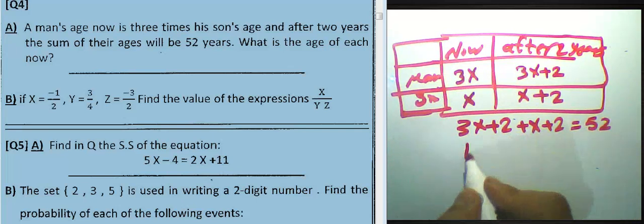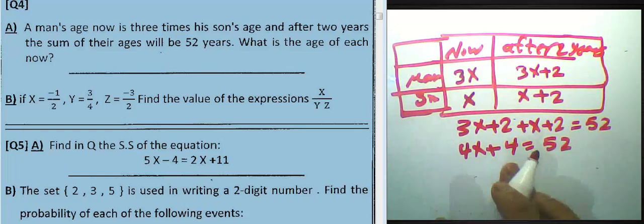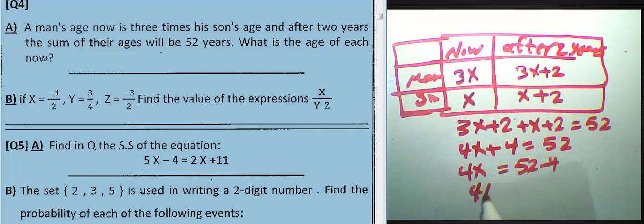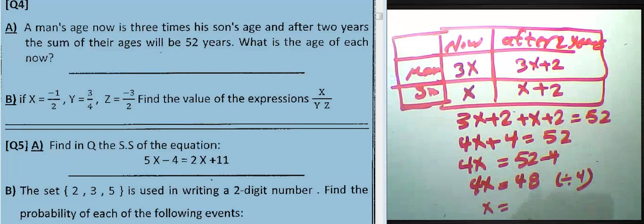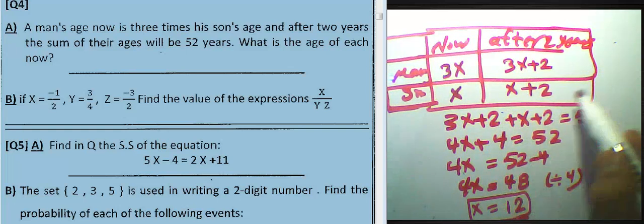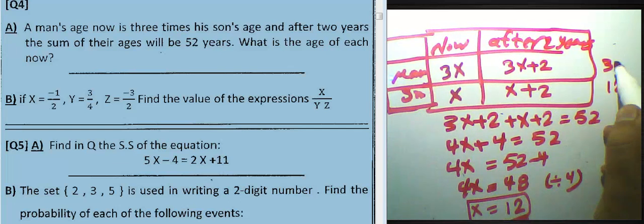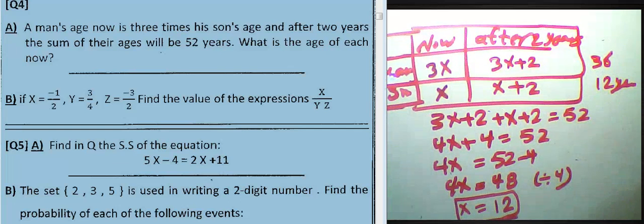Then 3x plus x equals 4x, and 2 plus 2 equals 4, equals 52. Then we must move 4 to the other side. Then 4x equals 52 minus 4, which equals 48. Then we divide by 4 to find x. x refers to the age of the son. 48 divided by 4 equals what? Equal 12. Then the age of the son now is 12 years, and his father is 36 years.